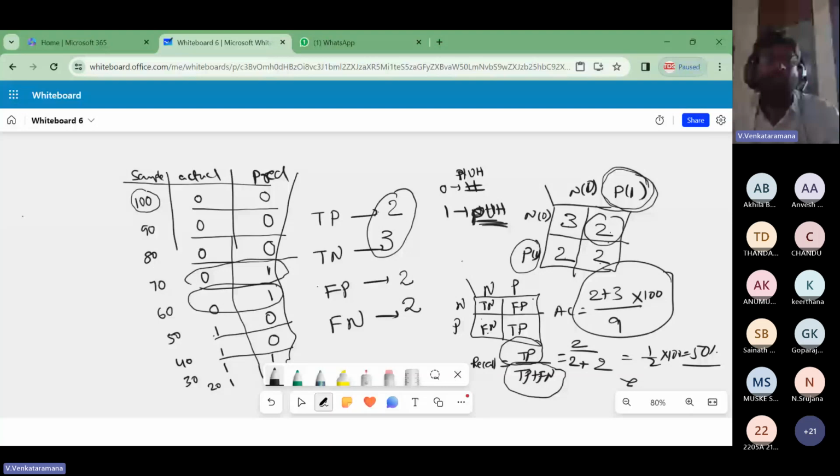Like that, there are different metrics used to observe precision, recall and accuracy. And there is one more parameter called the F1 score. The F1 score is nothing but a metric that combines both recall and precision.